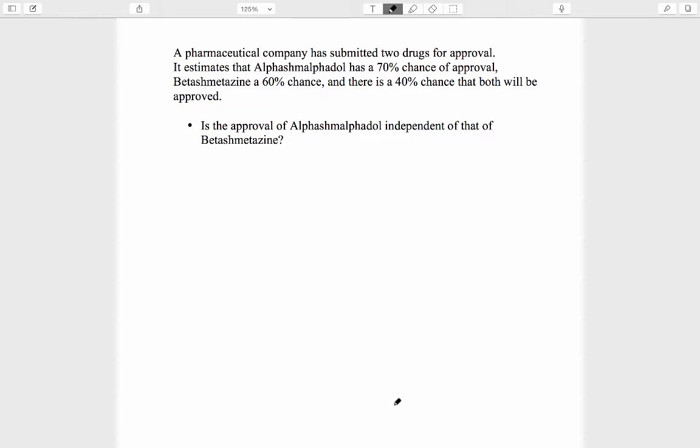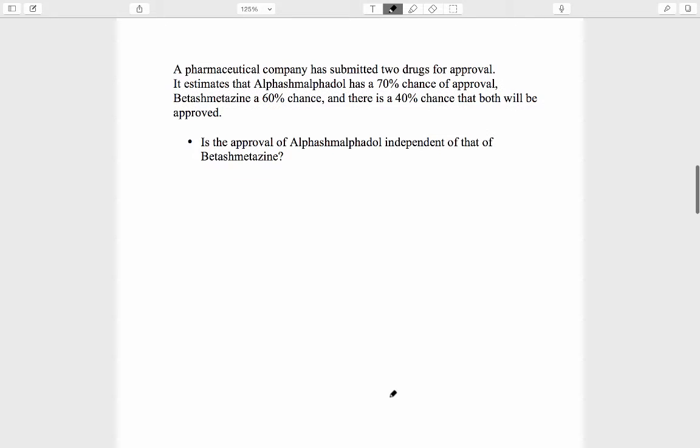Let's do another example with our new test for independence. A pharmaceutical company has submitted two drugs for approval. It estimates that the first drug, alpha-schmalfidol, which is for headaches, has a 70% chance of approval, while beta-shmetazoline, which is for heartburn, has a 60% chance, and there is a 40% chance that both drugs will be approved. We can ask, is the approval of alpha-schmalfidol independent of that of beta-shmetazoline?